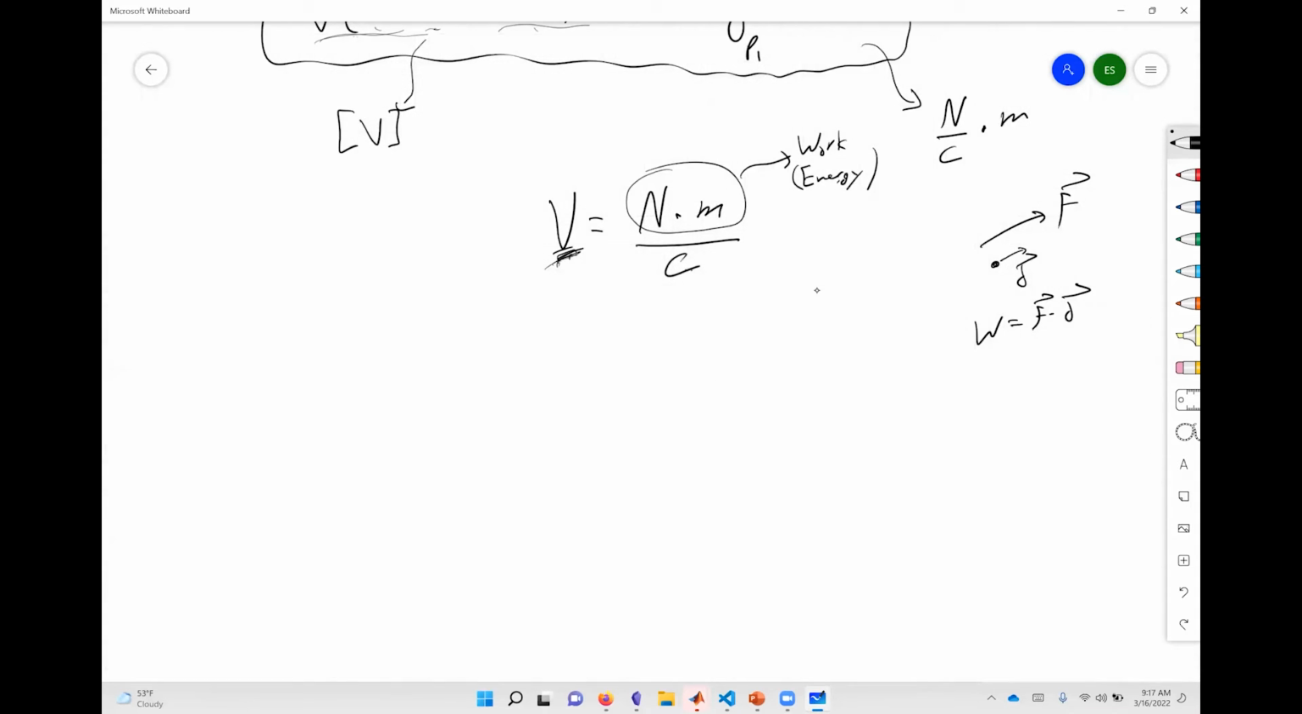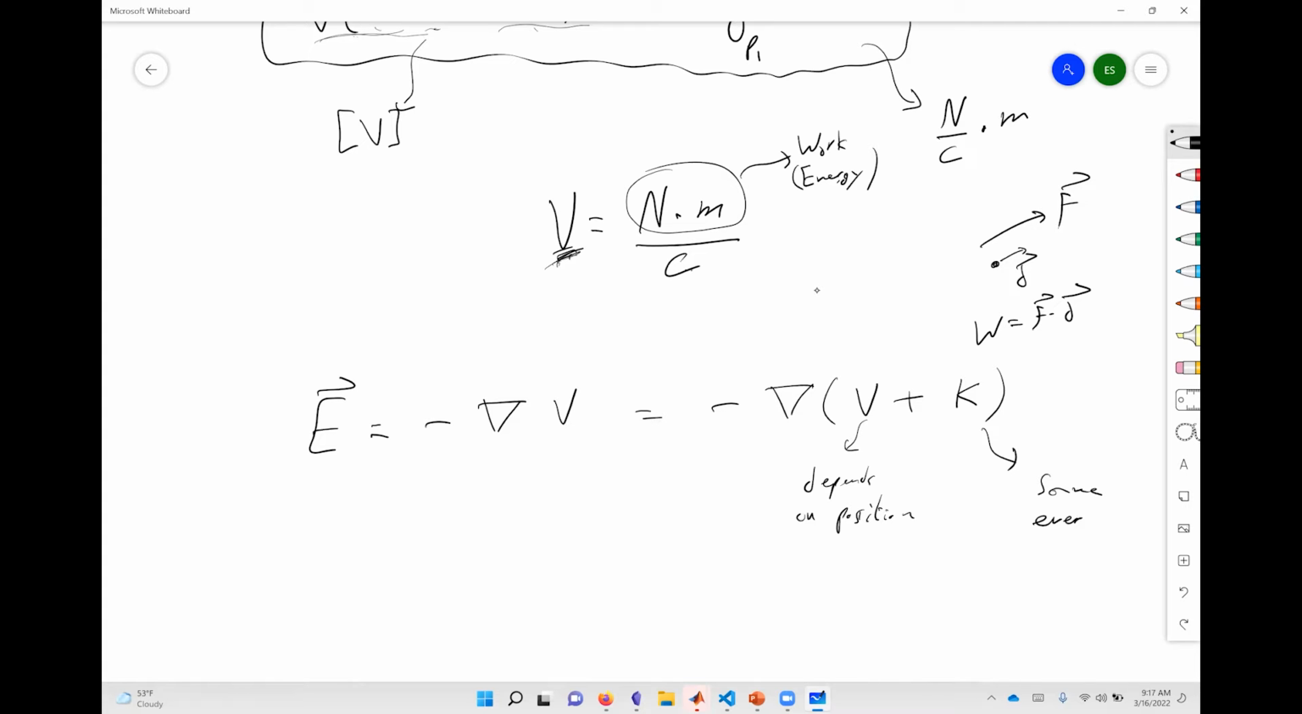So I can take a voltage because E is really, you know, minus grad V. What if I take, instead of grad V, the gradient of V plus some constant K? V is the scalar field. V depends on position. This is the same everywhere, some constant that's the same number everywhere. This will be exactly equal to this, right? Because when you find the gradient of a constant field, it will be absolutely 0, right?